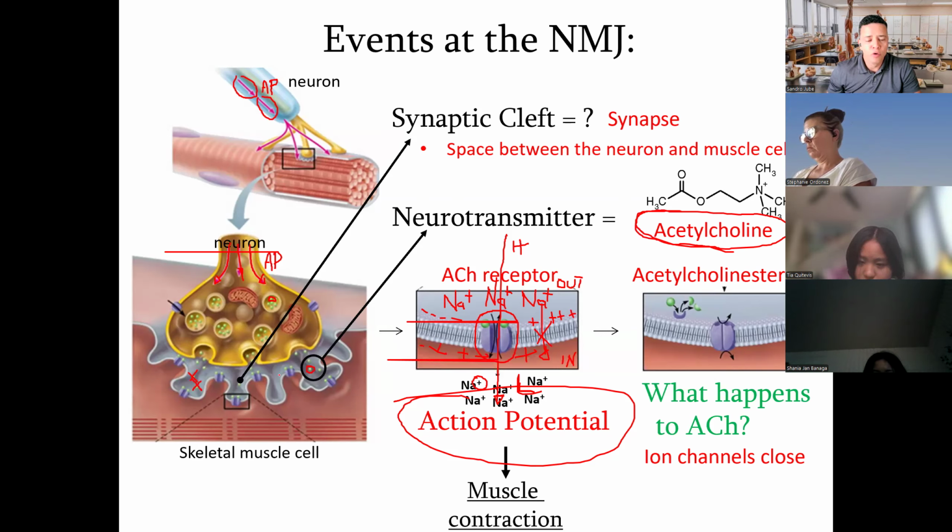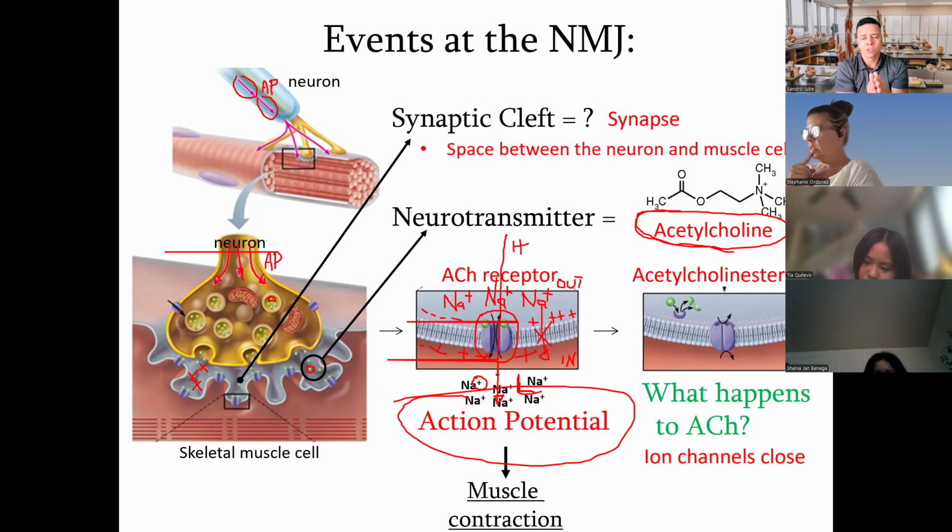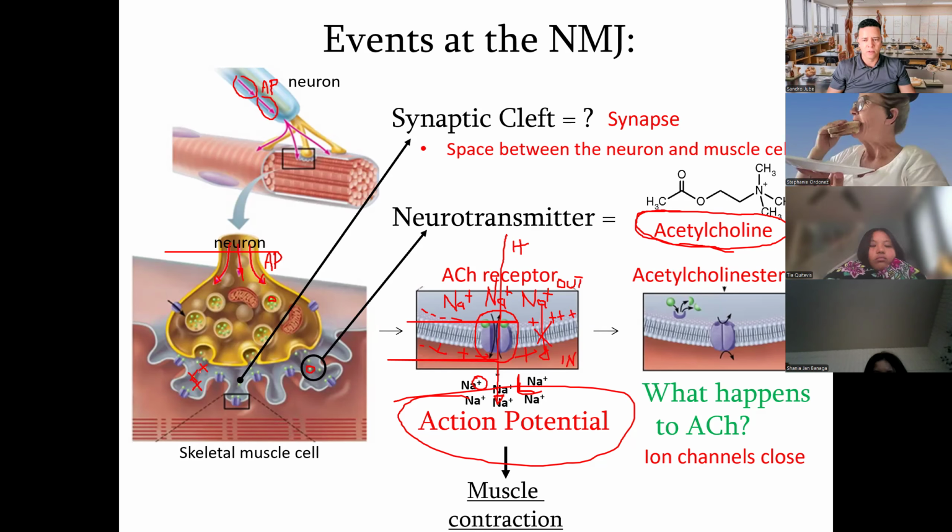But as soon as we remove the neurotransmitter, the acetylcholine from the synapse, now the ion channels once again are going to close. And if the ion channels are closed, the sodium is going to stop going inside of the cell. And if the sodium stops going inside of the cell, no action potential will be generated. And if there is no action potential, there is no release of calcium inside the skeletal muscle cell. So now the skeletal muscle cell cannot contract. Okay.